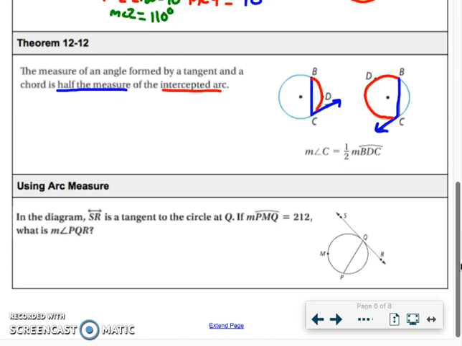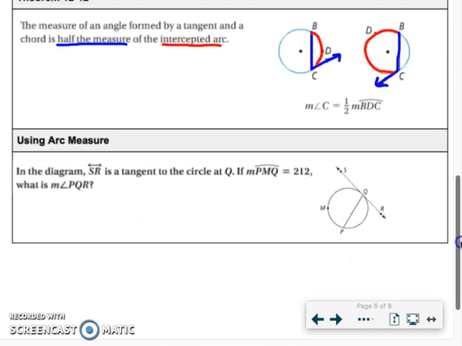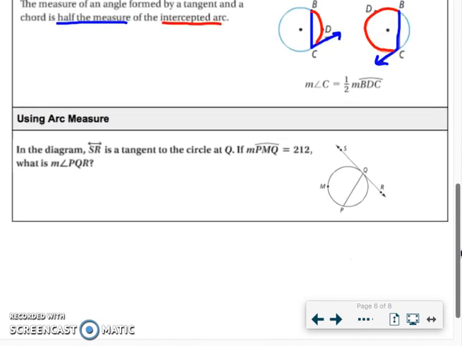So with this one, and there's a few ways you can look at doing this one, a couple different orders of your steps. What we know is that PMQ is 212. What they want is the measure of PQR. They want this angle right there. So I know that PMQ is 212. That's this entire arc. So I can do this a couple different ways.